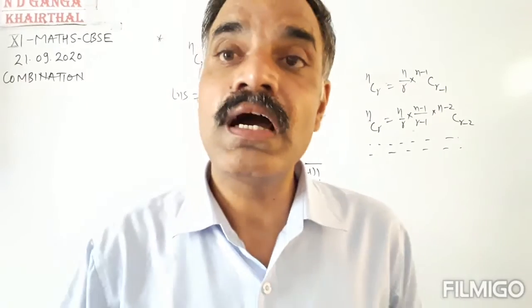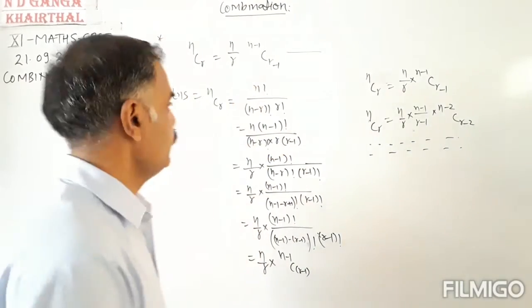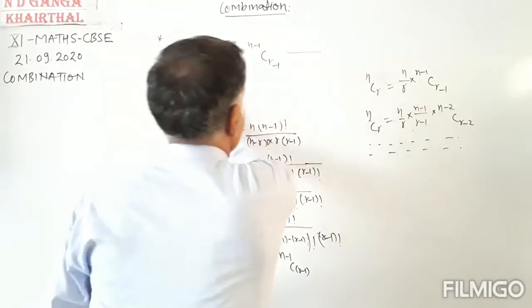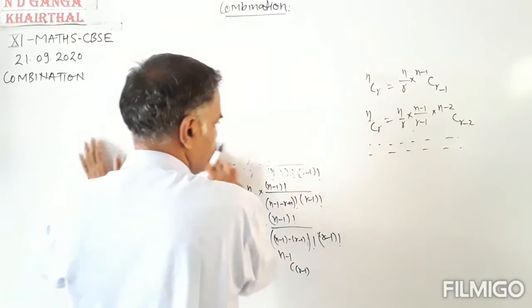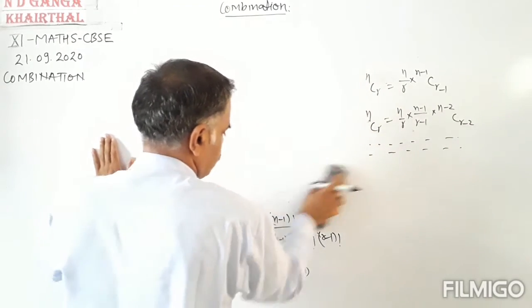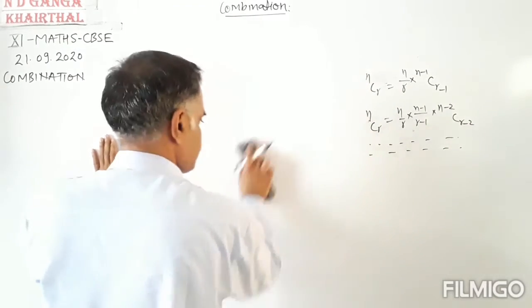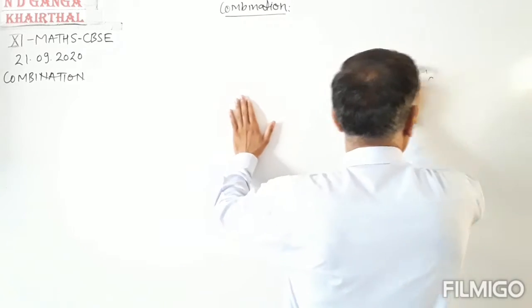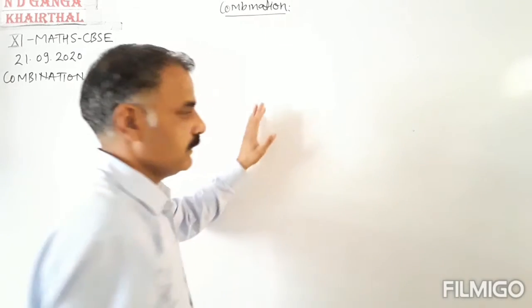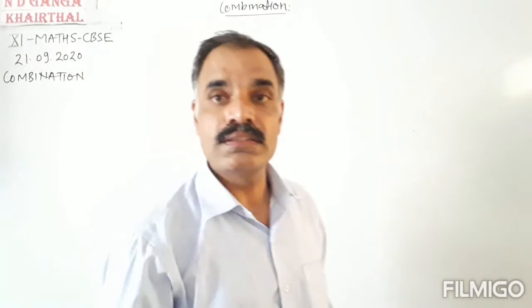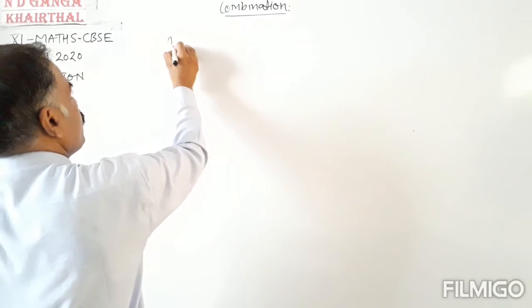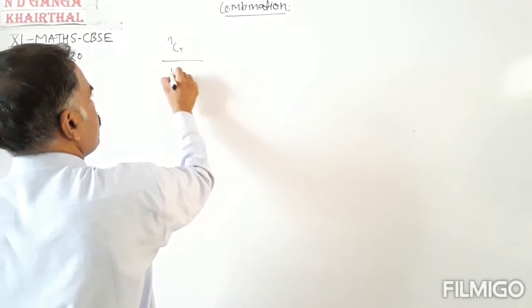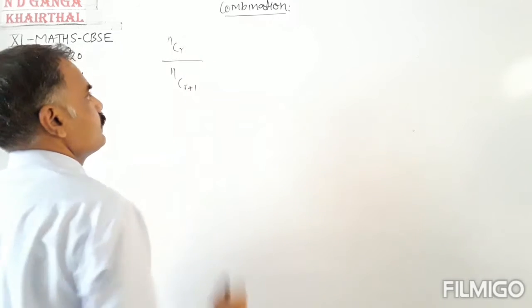Okay, now we have some more properties. All these are the properties of combinations. We will use all these properties in combinations. We will find the ratio of nCr upon nCr plus 1.